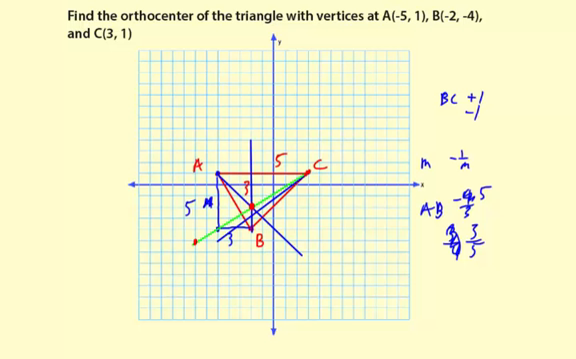So the coordinates for the orthocenter, it is -2, and then it's also down 2, so it's going to be -2, -2. Just like that. Remember, the orthocenter is the point of concurrency of the altitudes.